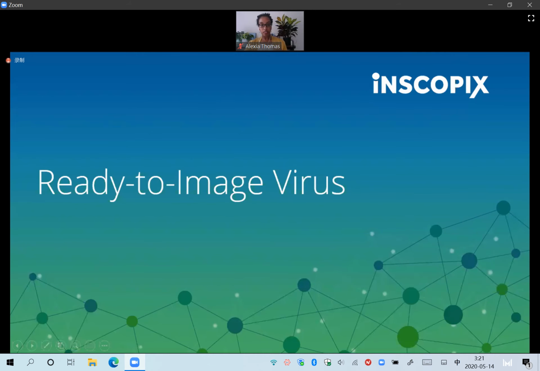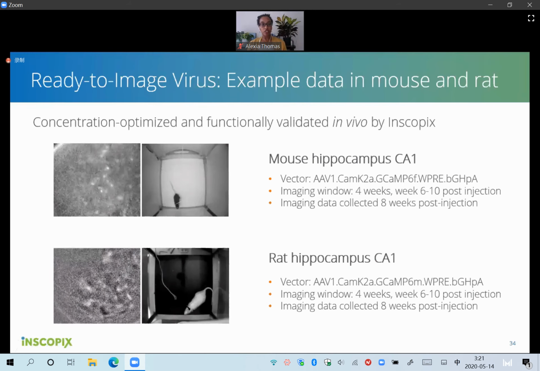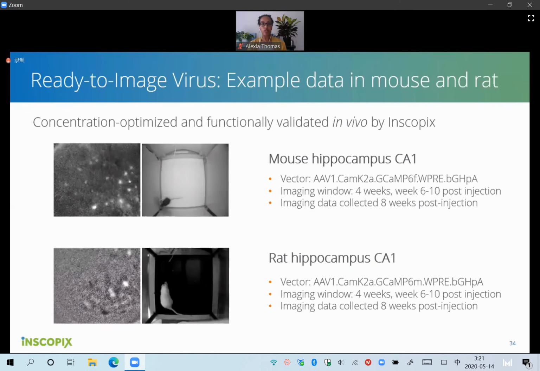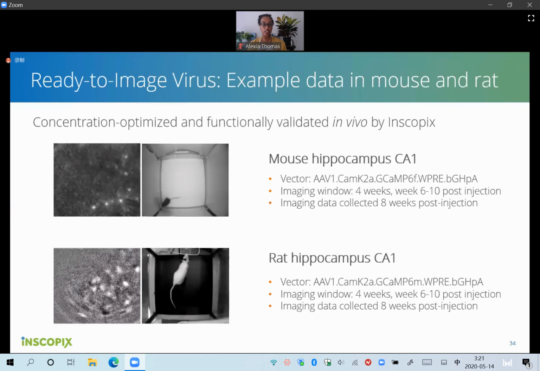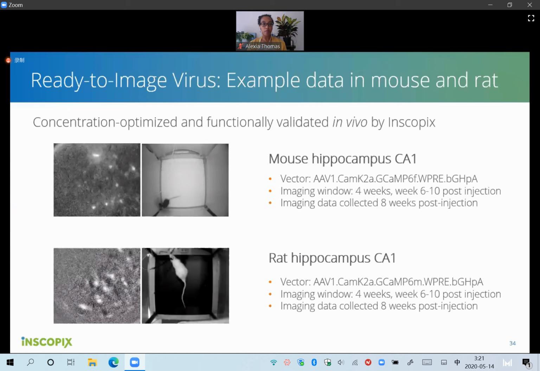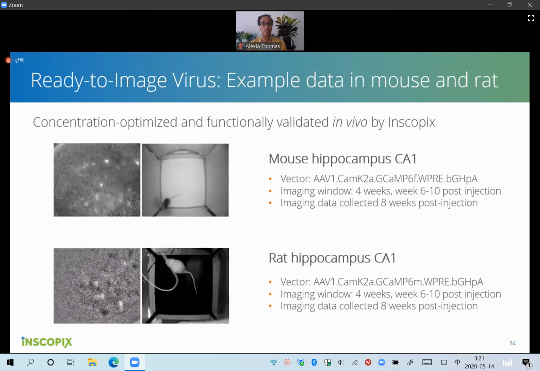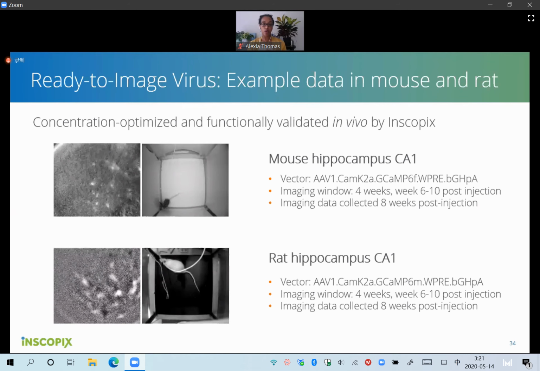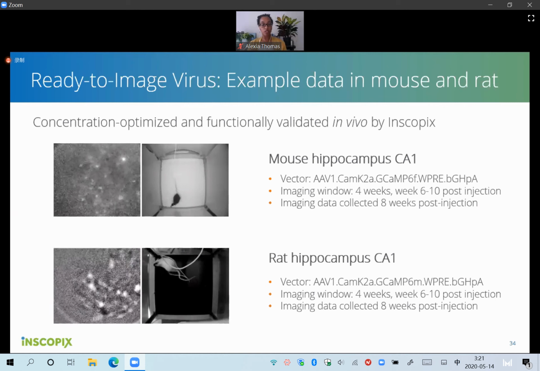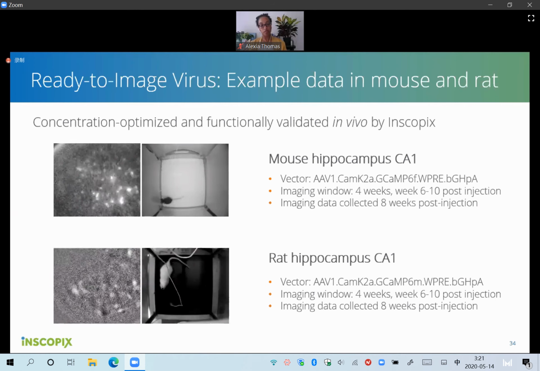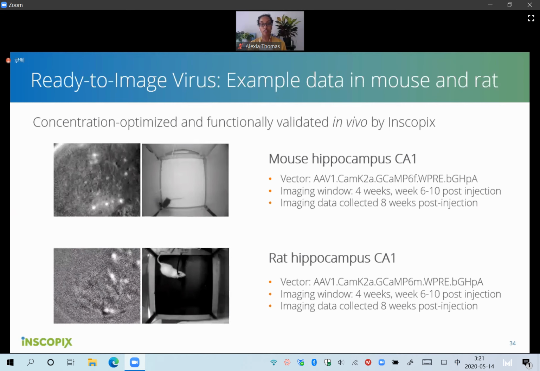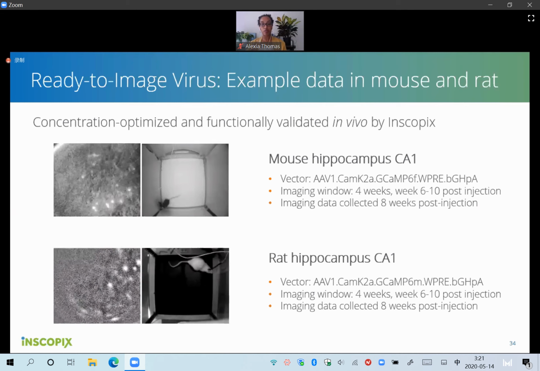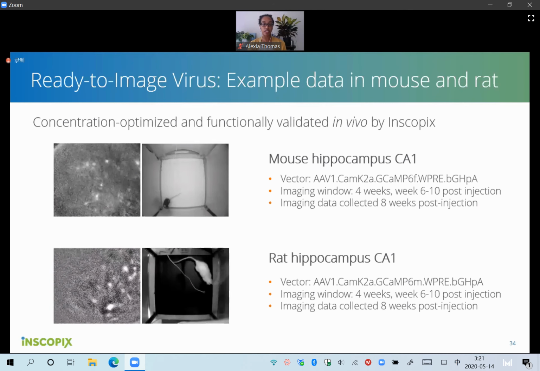So with the ready-to-image viruses, as Alexia had mentioned earlier, the key aspect is that they're concentration optimized and also functionally validated in vivo by our R&D team at Inscopix. What I mean by concentration optimized is that they've already been diluted, and for these specific brain regions that we have validated, we are able to tell you how long you can use them, at least for the period that we've validated. You can obviously take it longer, and if you use these ready-to-image viruses from animal to animal, you would have reliable data across cohorts.